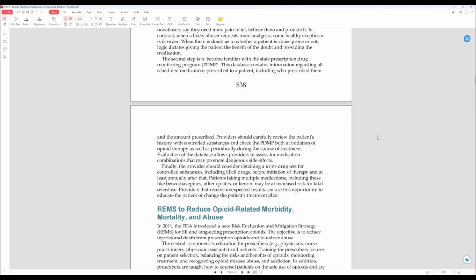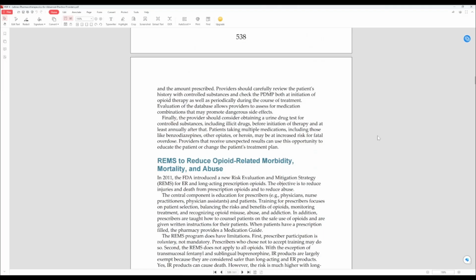The second step is to become familiar with the State Prescription Drug Monitoring Program. This database contains information regarding all scheduled medications prescribed to a patient, including who prescribed them and the amount prescribed. Providers should carefully review the patient's history with controlled substances and check the PDMP, both at initiation of opioid therapy as well as periodically during the course of treatment.